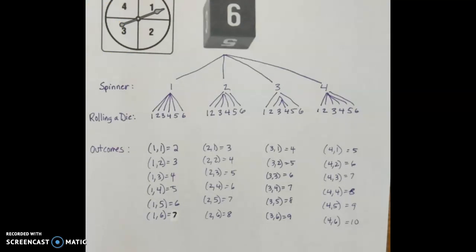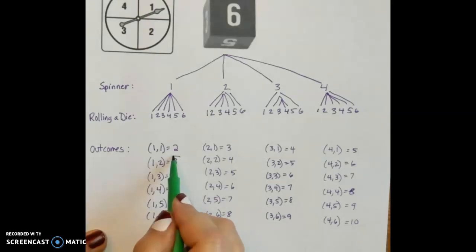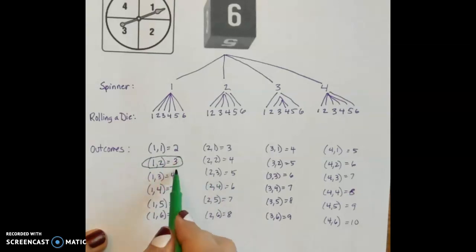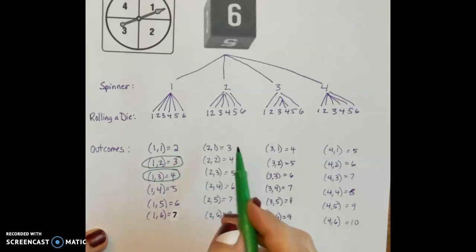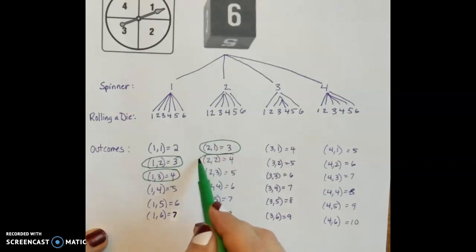All right, here are all of our possible outcomes with their sum directly to the right. Remember that we are looking for the probability that the sum will be 3 or 4. So what I'm going to do is go ahead and look for all of the sums that are 3 or 4, and I'm just circling them.